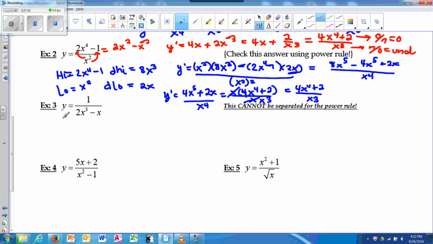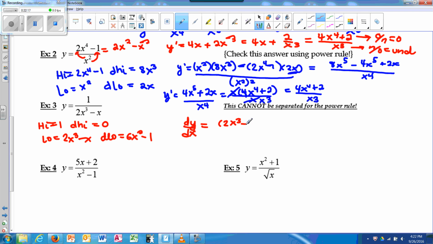Now, for example 3, I can't simplify this. There is no way to split the denominator up. I can split the numerator with the way that we did with number 2, but not the denominator. So for this one, my high is 1, so the derivative of high is going to be 0. My low is 2x cubed minus x, so the derivative of low is 6x squared minus 1.